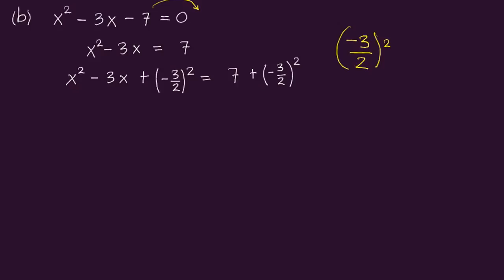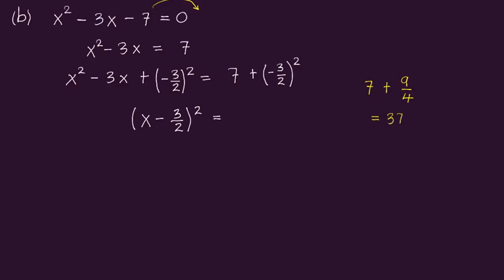So writing our left hand side in the form (x plus a) squared, we'll be having (x minus 3 over 2) squared, and this will be equal to, simplifying what we have on the right hand side, -3 over 2 squared is actually 9 over 4. So this will be 7 plus 9 over 4, and 7 plus 9 over 4 gives us 37 over 4. So that's what we have on the right hand side.